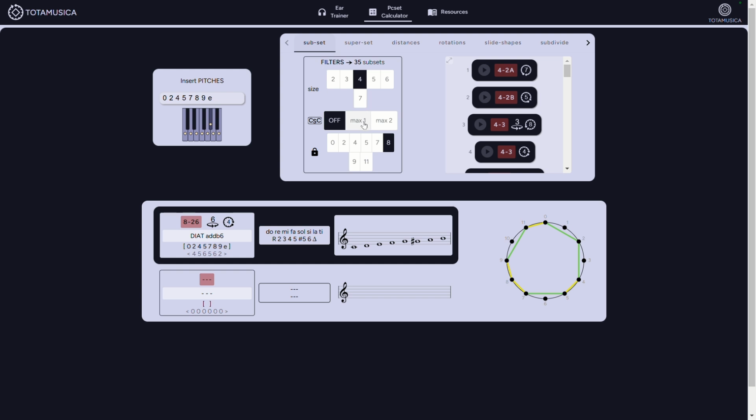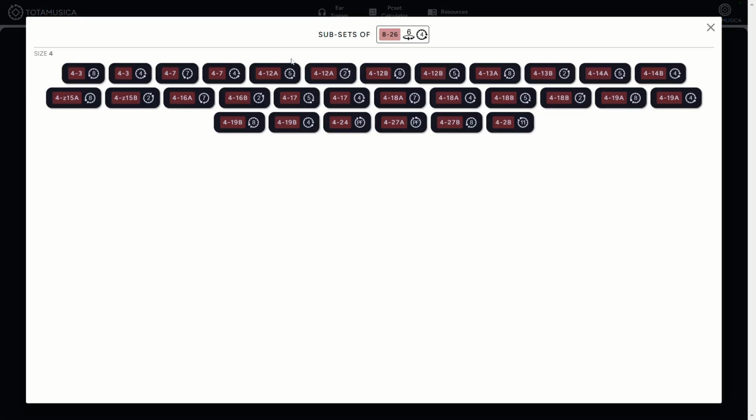Next, by applying the CSC filter, consecutive semitone constraint, set to max 1 to restrict consecutive semitones, which are often perceived as chromaticism in Western music, the number further reduces to 30. This filters out tetrachords less common in tonal harmony. See the related video on pressing scales and consecutive semitone constraint.